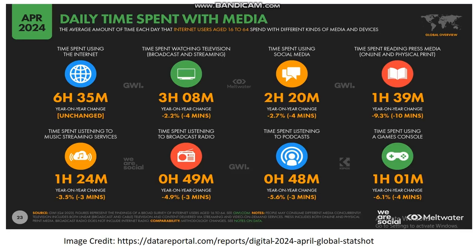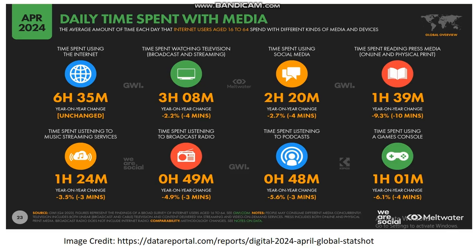Okay, and this is the second last slide for the main discussion, because we are just discussing the basics of big data here. These are the latest statistics from April 2024, showing each day's use of the internet by the age group 16 to 64. Time spent using the internet is 6 hours 35 minutes. Time spent watching television, 3 hours 8 minutes. Time spent using social media, 2 hours 20 minutes. Reading press media online, 1 hour 39 minutes.